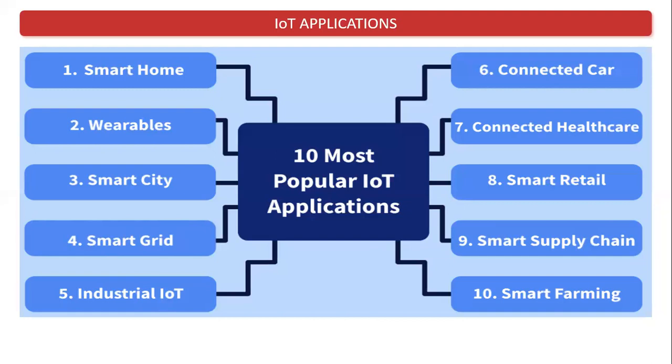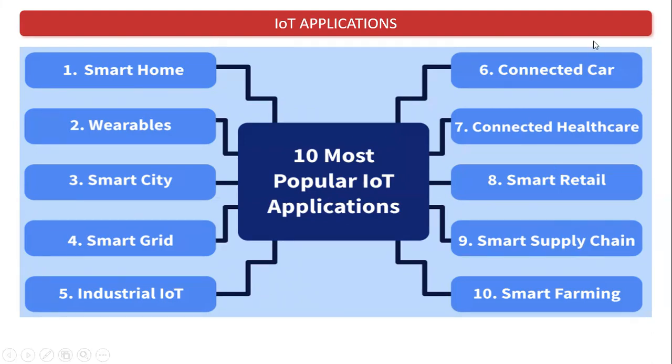Here are some of the applications of our IoT: smart home, wearables, smart city, smart grid, industrial IoT, connected car, healthcare, where we will be using our IoT devices, smart supply chain, smart farming, and smart retail, like in our shops. Nowadays, IoT observes the customers, where they are standing continuously, where they are spending more time, and it sends messages related to those items. So that is also one of the IoT applications.